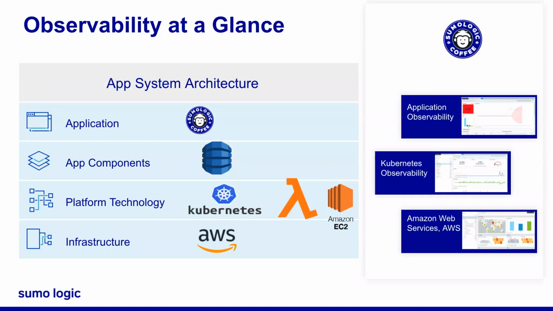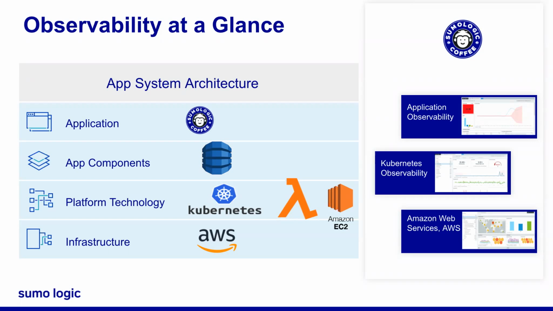So, observability at a glance. Tracing plays a crucial role in tracking transactions of an app on a microservices-based architecture. So even a simple 3-tier application like Sumo Logic Coffee, which we're going to use as an example shortly, requires going through a load balancer, a few servers, a database.